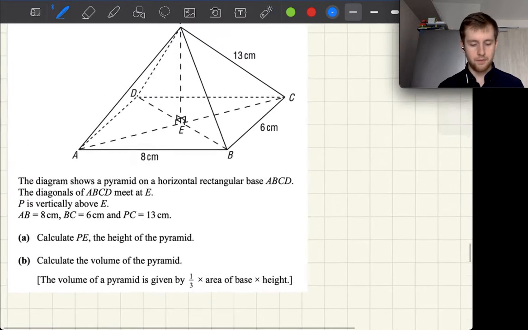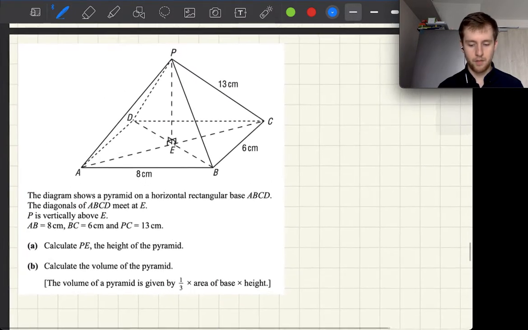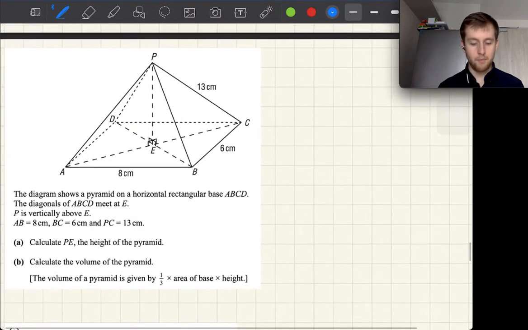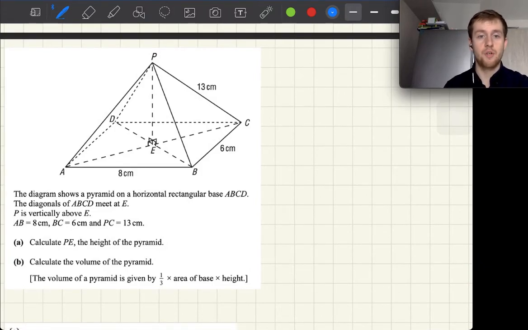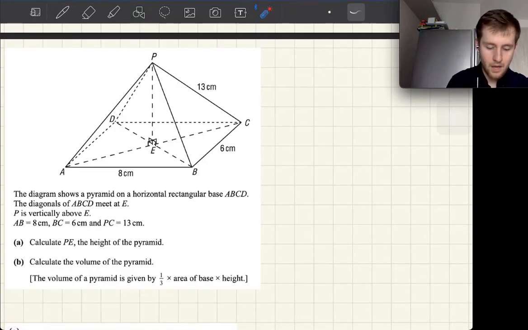And here is the first question, again from a past paper. So they have a pyramid. The diagram shows the pyramid on a horizontal rectangular base ABCD. The diagonals of ABCD meet at E. P is vertically above E. AB is 8 centimeters, BC is 6 centimeters and PC is 13 centimeters.